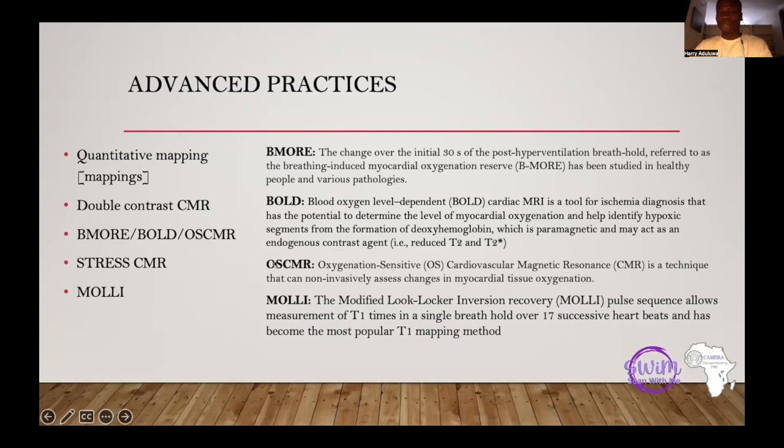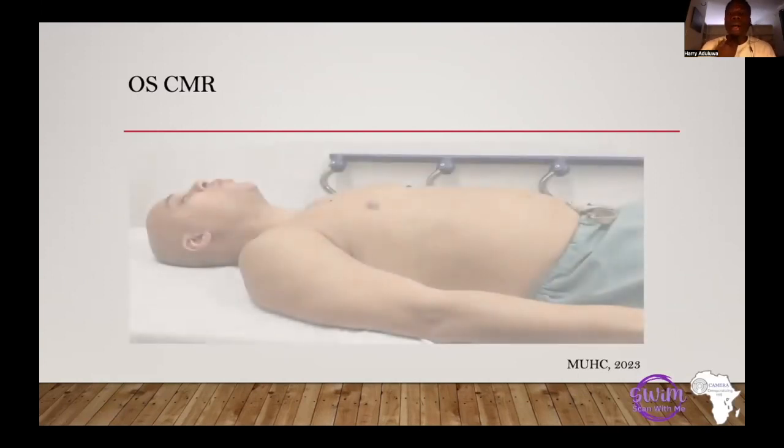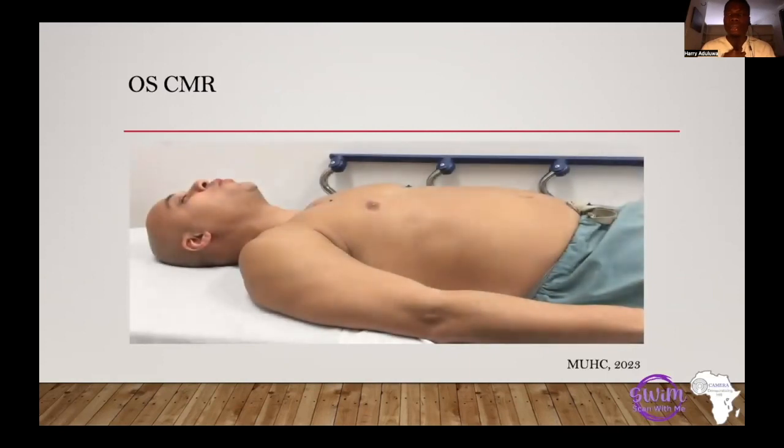But I will just be focusing on this, which is the oxygen sensitive cardiovascular magnetic resonance, which is a technique. Now, the difference here is, of course, we know that the short axis oxygen sensitive imaging is basically when you ask the patient to take a deep breath in, deep breath out. You understand?